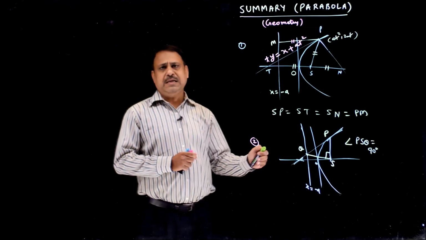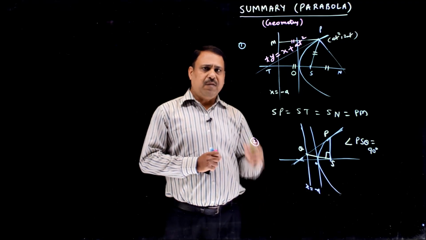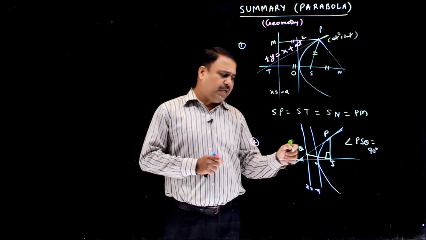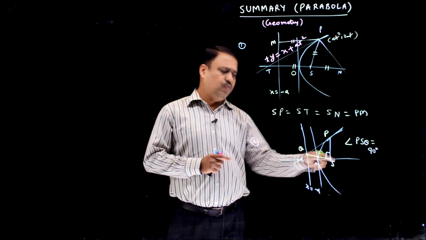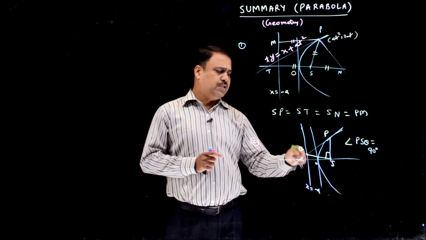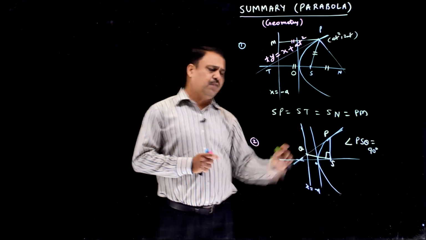This chord PQ will subtend a right angle at the focus. So its application is, sometimes we may be given a focal chord, and if I want to calculate the focus, what I will do is drop a perpendicular from this point Q. Q is the point of intersection of directrix and tangent. Then I can calculate S.